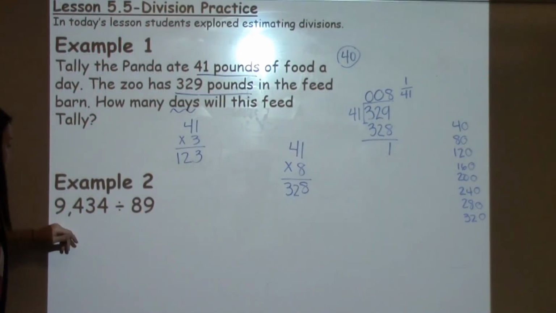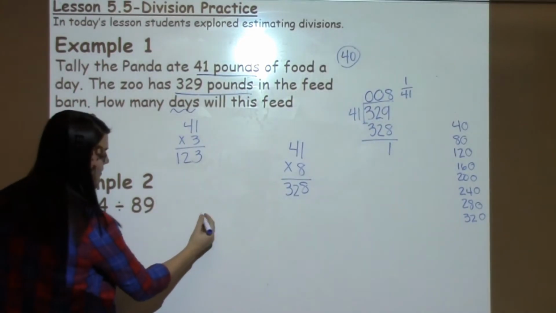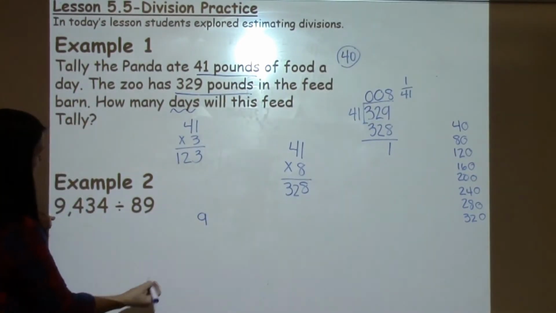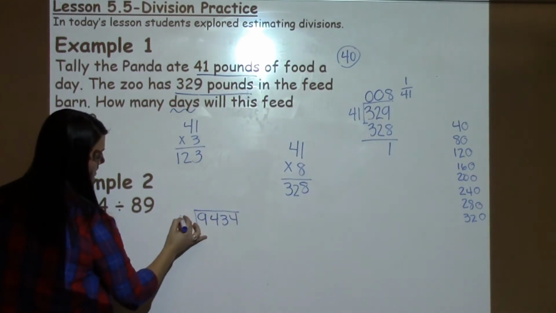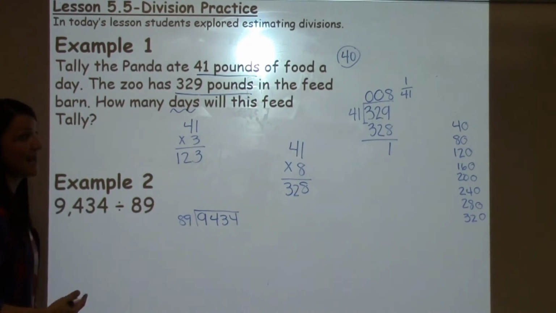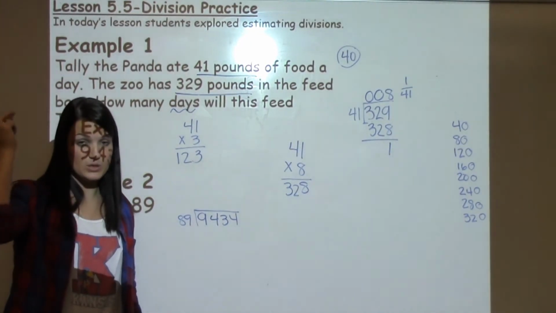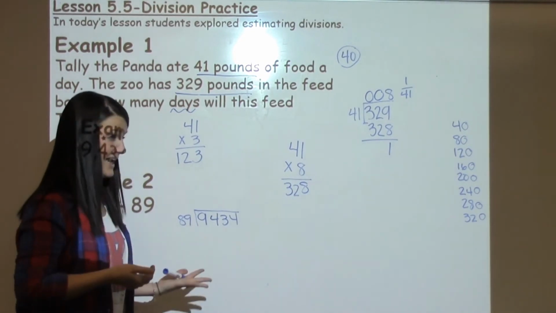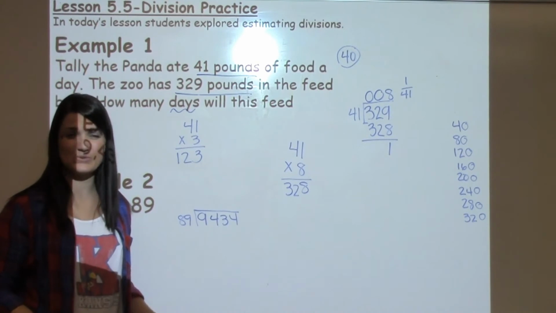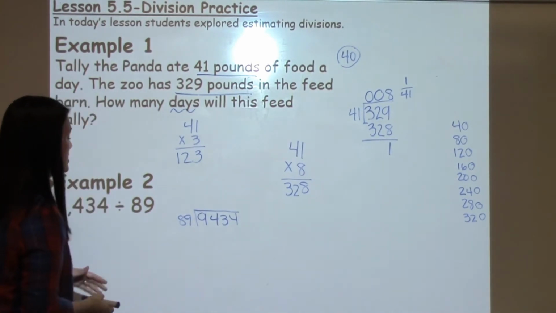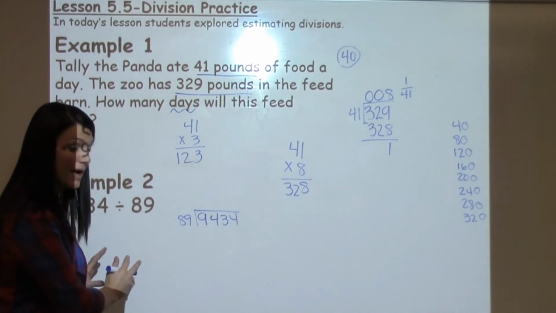Now example 2 says 9,434 divided by 89. So I'm going to go ahead and set that up as a long division problem. And again, I'm working with an 89. 89 is a really hard number to know the multiples of in my head. 89 times 1, sure, I can do that. But 89 times 2, 89 times 3, that starts to get really difficult. So I know that I'm going to have to pull that to the side and work those problems out.